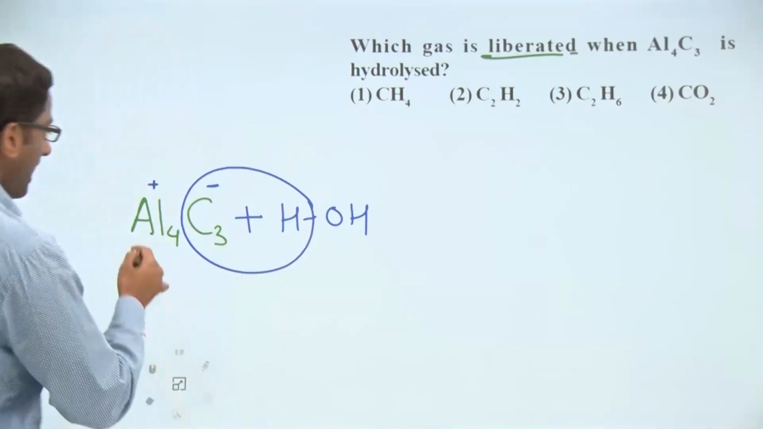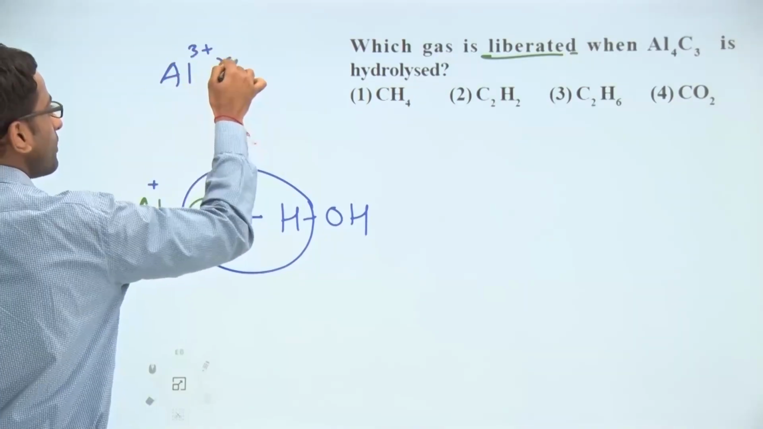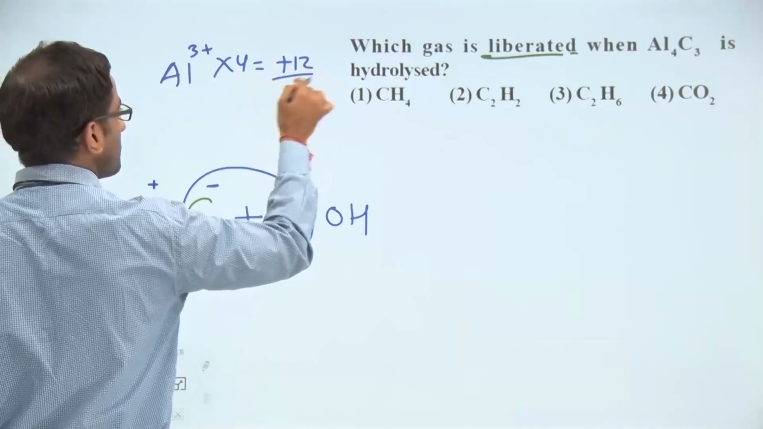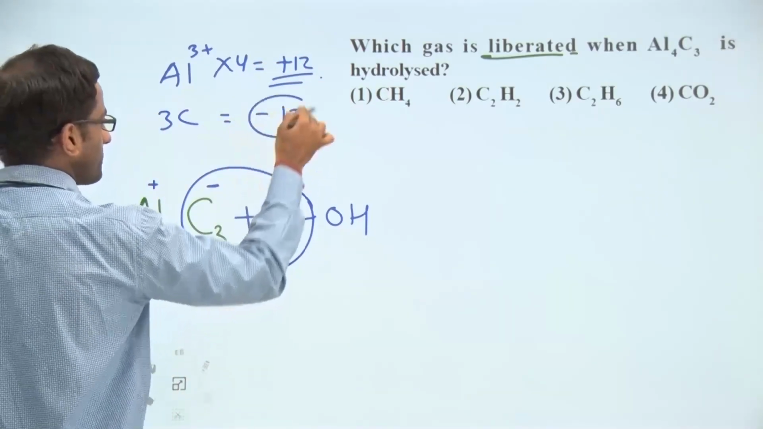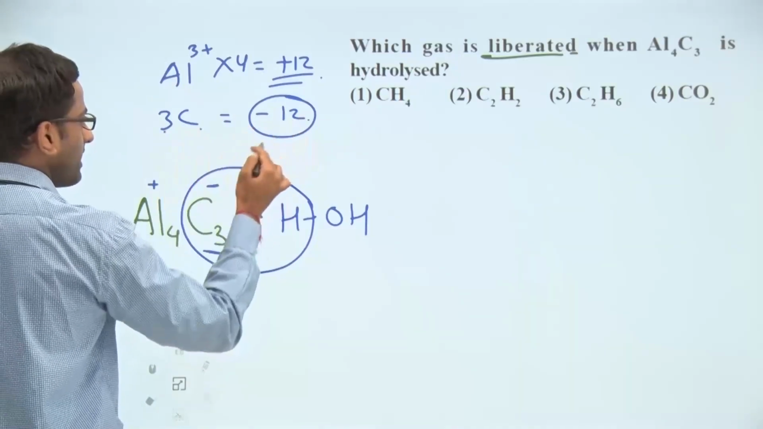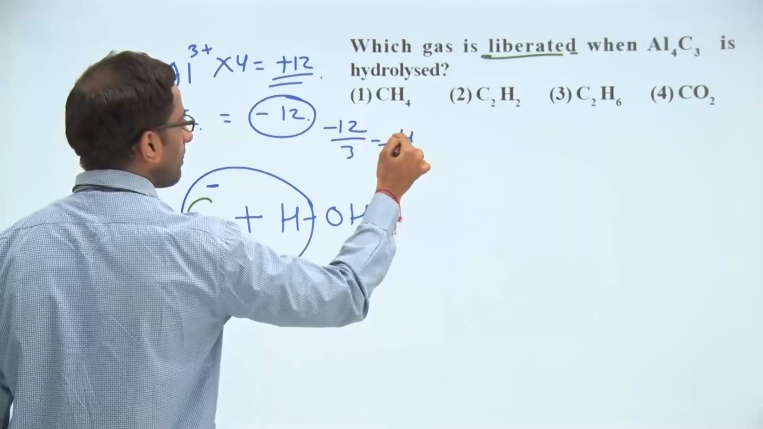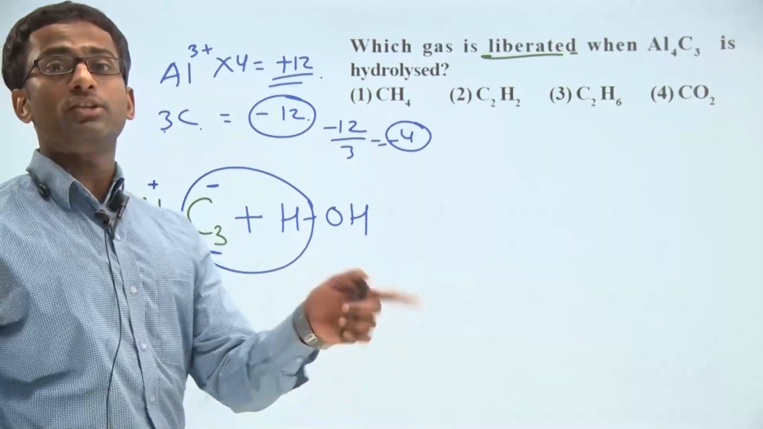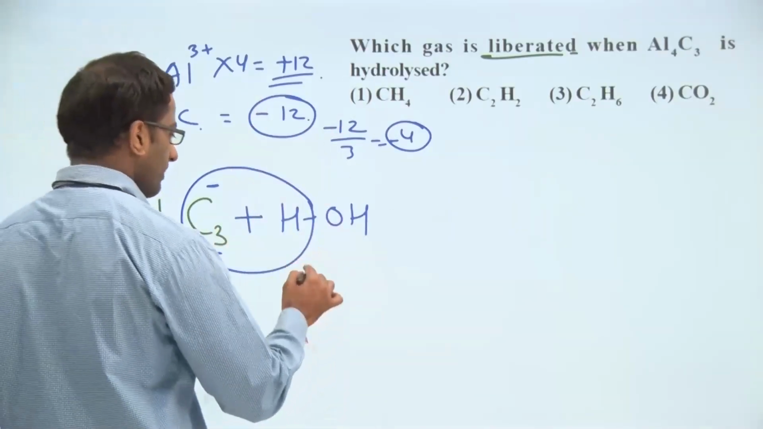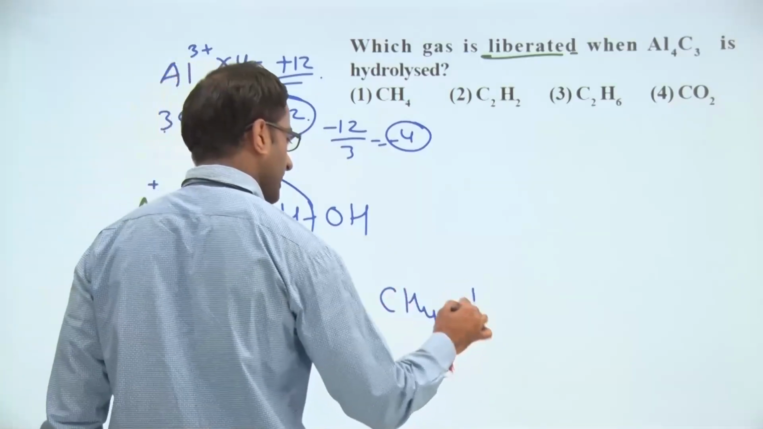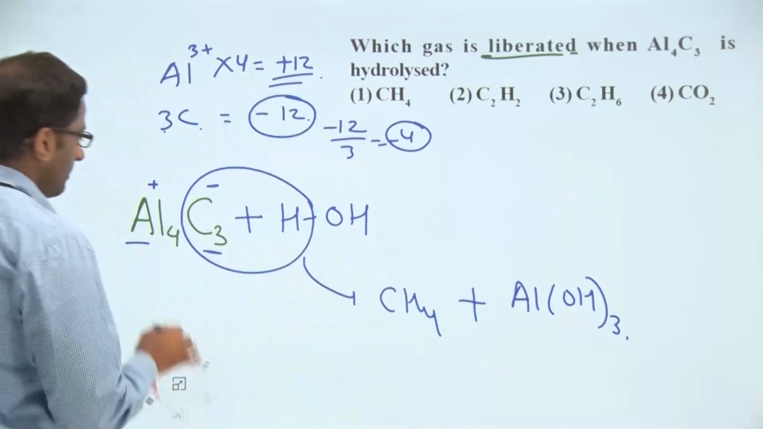First of all, aluminium atoms are 4, and for a single aluminium the charge is 3. So into 4, it means 12, plus 12 charge is present. So on 3 carbons, obviously minus 12 will be present. Minus 12 divided by 3, minus 4 charge on each carbon. It means a single carbon is bonded by 4 hydrogen. So we will get methane and aluminium hydroxide.